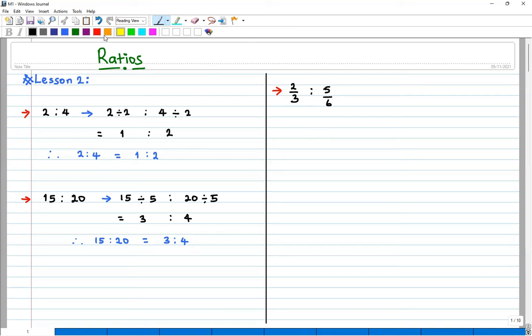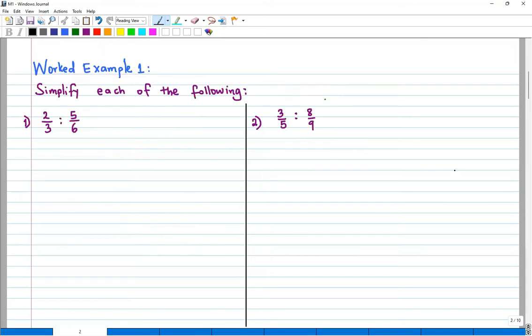Or if you have a ratio that is in a decimal form, let's say you have got 0.12 to 0.56. How can you simplify that? Let us see how to do that in our example number 1. Simplify each of the following. Number 1, we have 2 out of 3 to 5 out of 6. Number 2, we have 3 out of 5 to 8 out of 9.